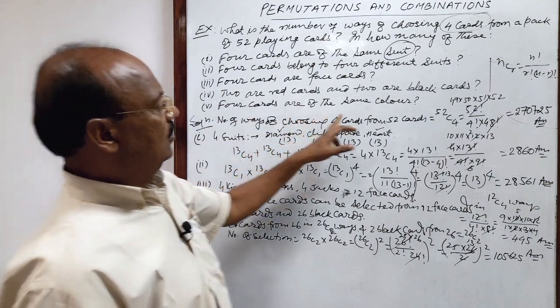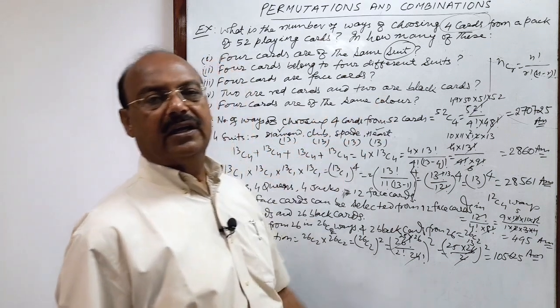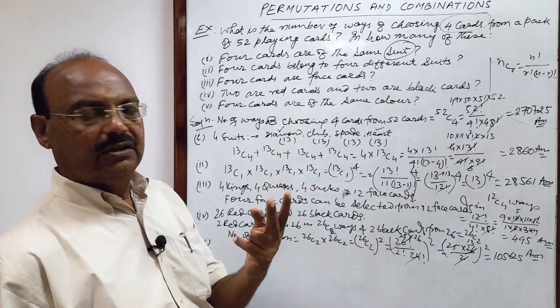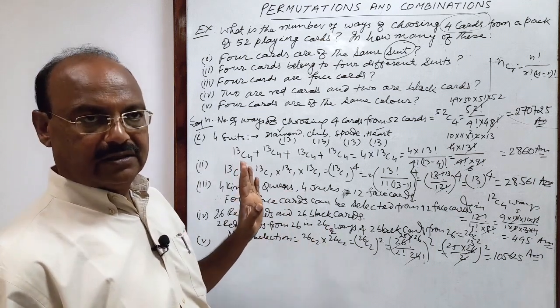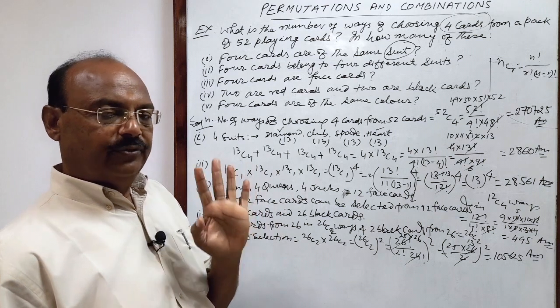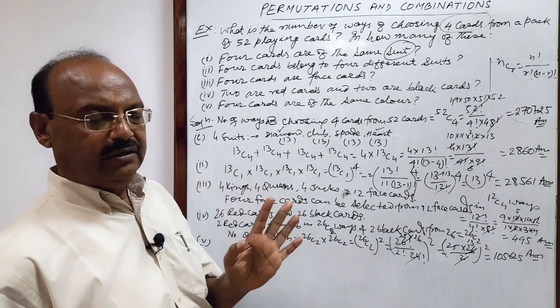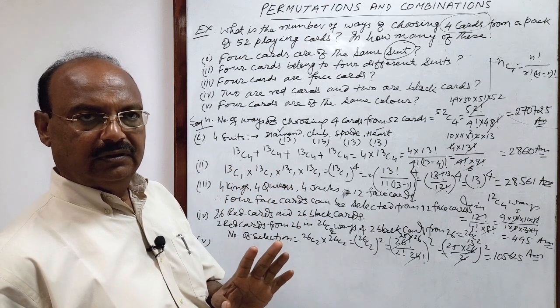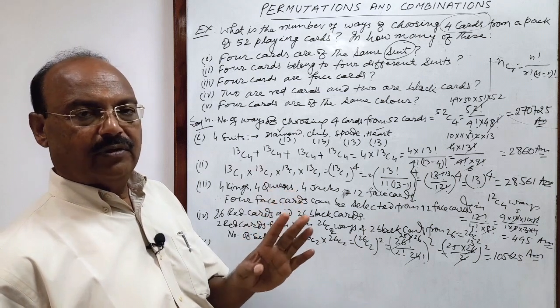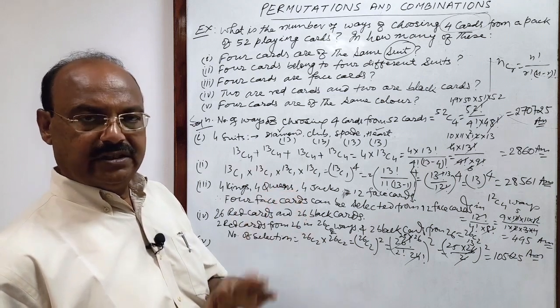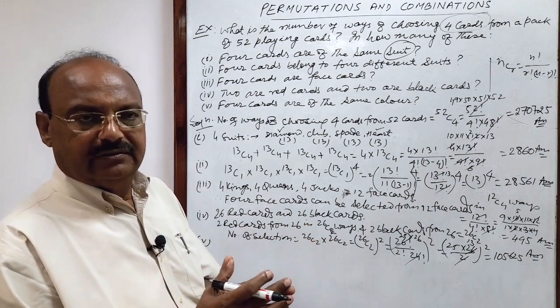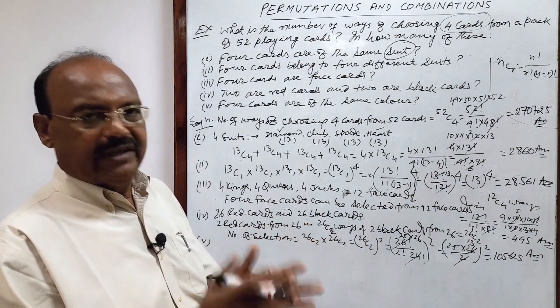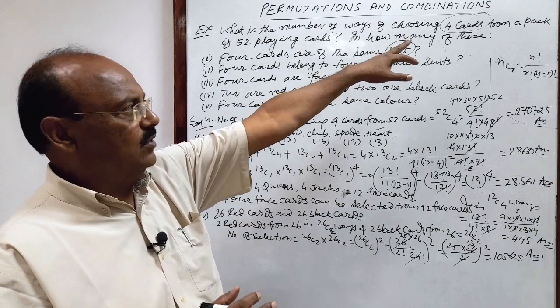4 cards are of the same color. So there are 2 colors, 26 red cards and 26 black cards. So if 4 cards are selected from red, 26 C4, and 4 cards selected from black, again 26 C4. But in each step the job is being completed. 4 cards are being selected in total. In total we have to select 4 cards.